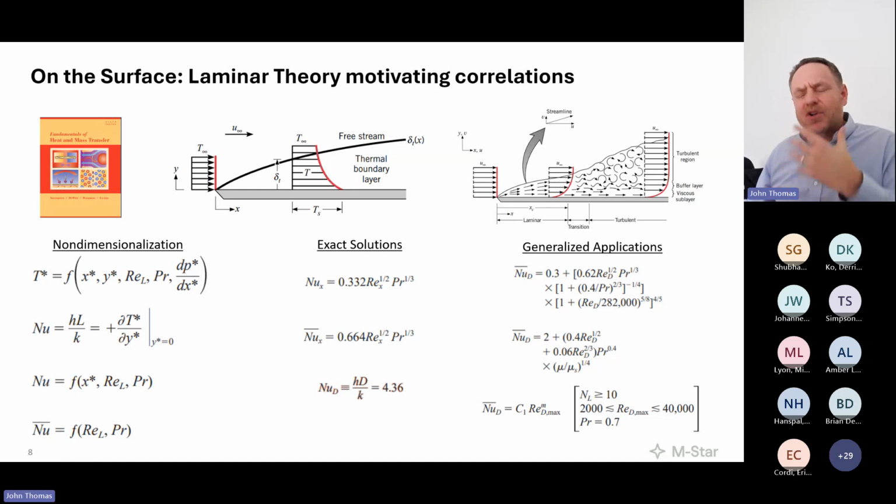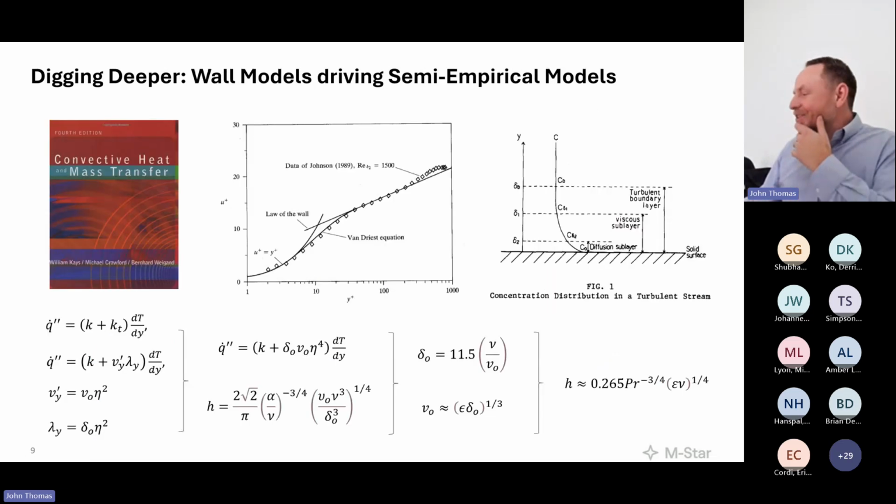So is there a more general way to do this that doesn't lose all the physics, but retains some of the generality of these approaches? And the answer is yes, but you've got to take grad level transfer to get there. So this is not a here, let me show this here. Like this is not like a me thing.